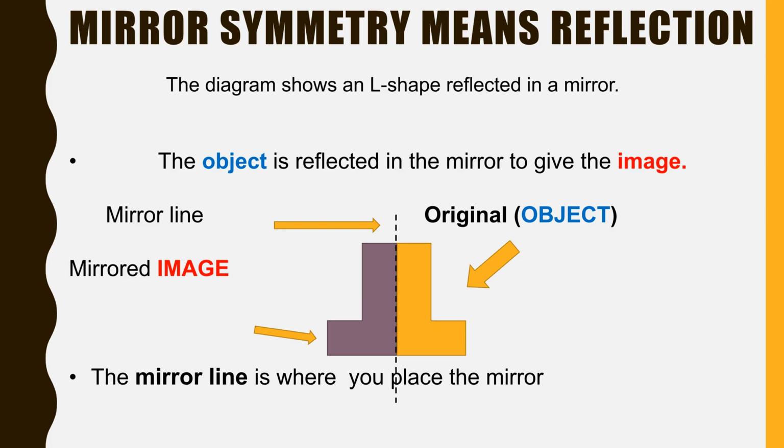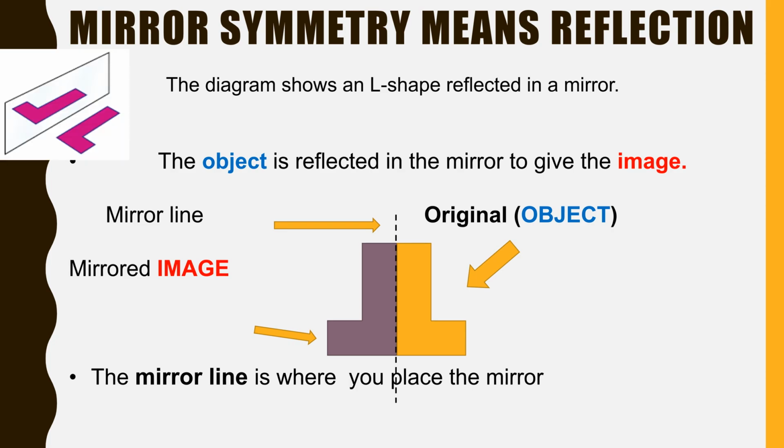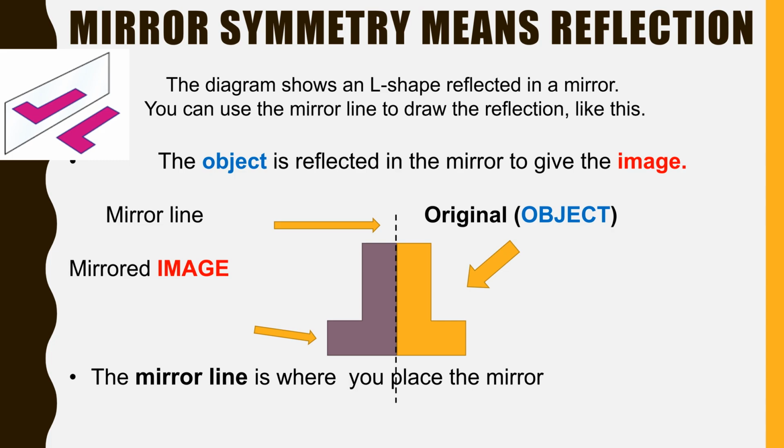The diagram shows an L shape reflected in a mirror. So you can use the mirror line to draw the reflection like this. Okay, so you have the object and the image, and the mirror line is where you place the mirror.